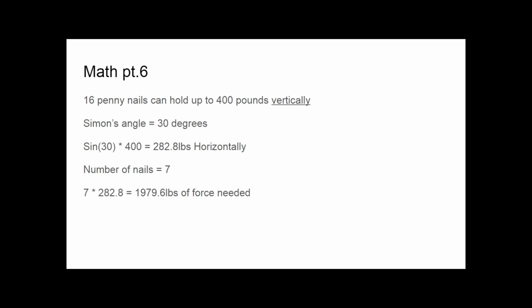Because of the dust coming out of the wood when it hits the fence, we can assume there are 7 nails in the fence. So the number of nails times the horizontal force would equal 2,000 pounds of force needed to take down the fence.